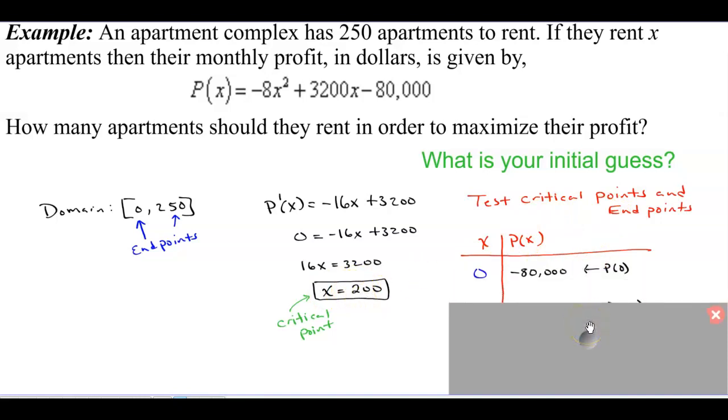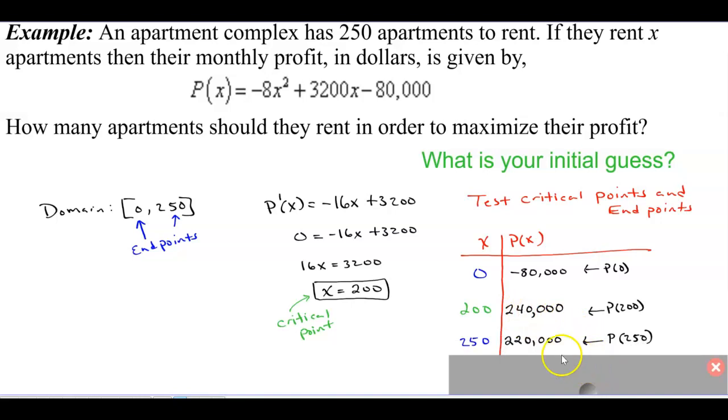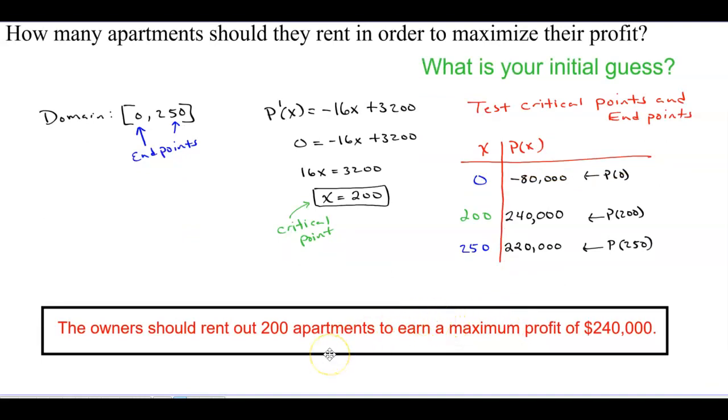So I'm going to check 0. If I rented 0 apartments, I would be at negative $80,000 as a monthly profit. I'd be in the hole $80,000 every month. You don't want to do that. If I rented 200 apartments, I would have a positive profit of $240,000. And then if I rented 250, you can see that I would actually be less, I'd only be making $220,000 a month. So maybe this answer isn't what you thought, but the owner should rent out 200 apartments to maximize their profit.